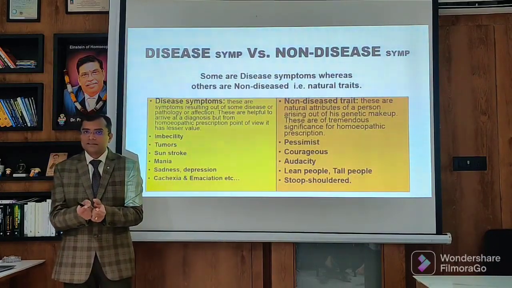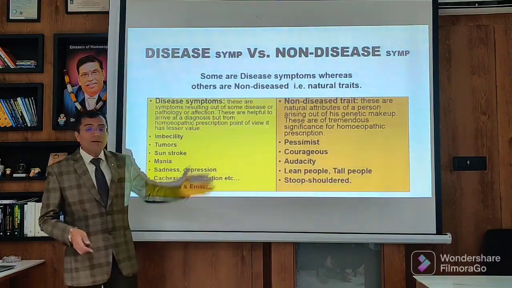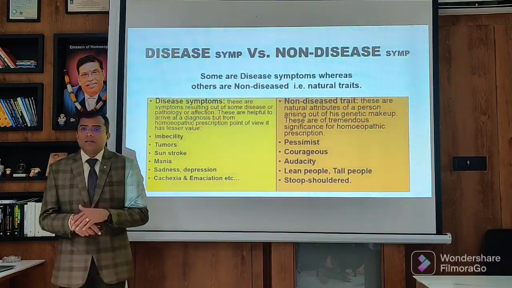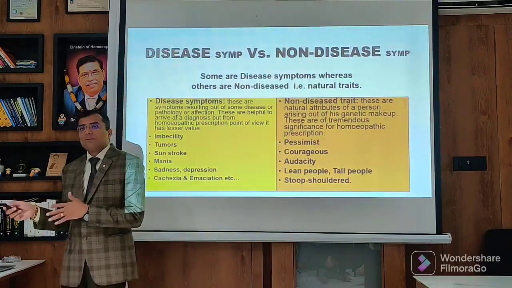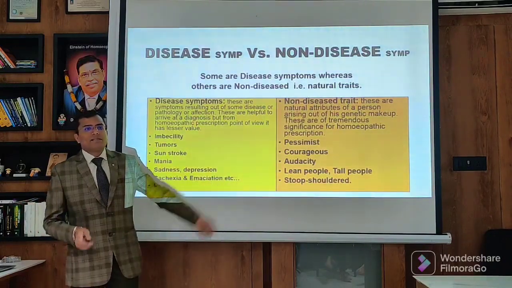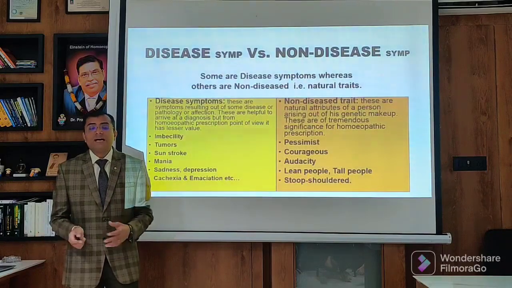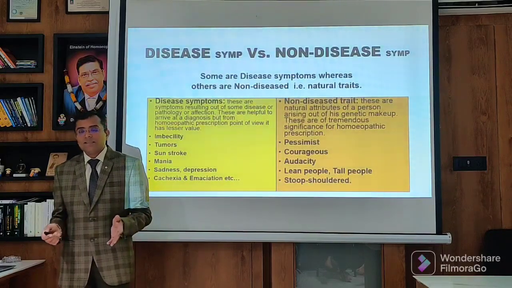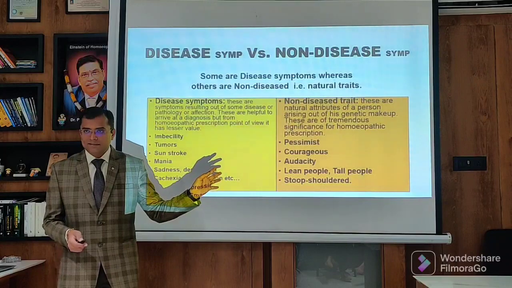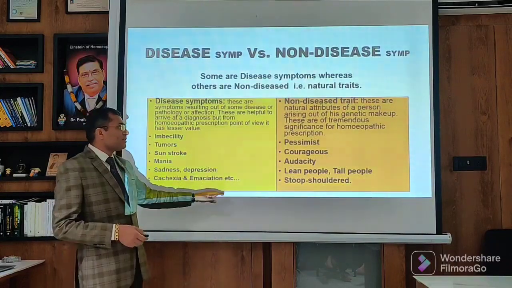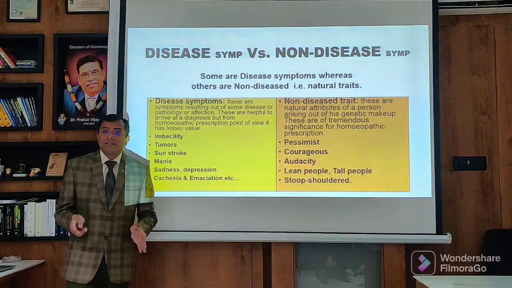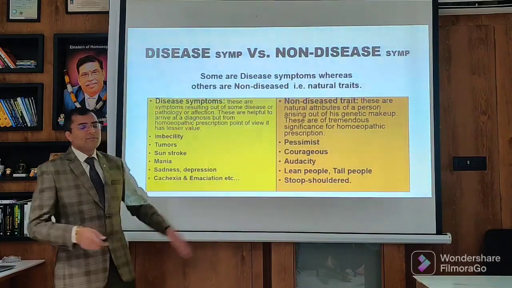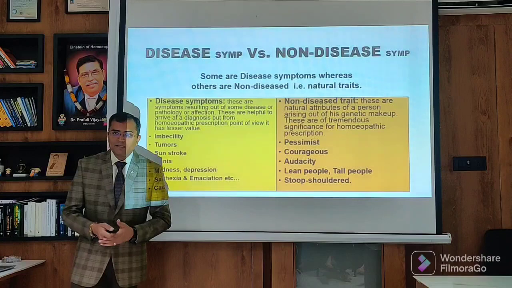Okay. Some have mental traits, say they are very courageous by birth, or some are of a melancholic type of personality. They are pessimistic in every situation. They take everything in the bad part. Okay, so they are pessimistic. Some are audacious. These are non-disease characteristics, and these are a few examples. We have a lot of these non-disease characteristics.